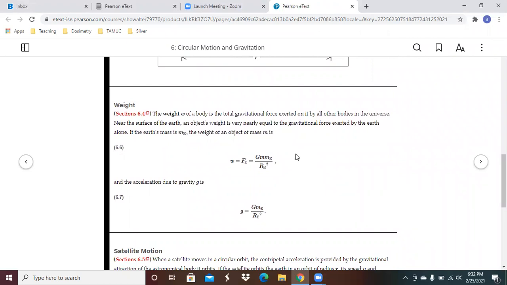Now the weight. The weight of a body is the total gravitational force exerted on it by all other bodies in the universe. And near the surface of the Earth, the object's weight is very nearly equal to the gravitational force exerted by the Earth alone. In other words, that's going to be your dominating contribution to the force. If the Earth's mass is m sub E, the weight of an object of mass m is going to be given by this. Acceleration due to gravity is going to be given by this.